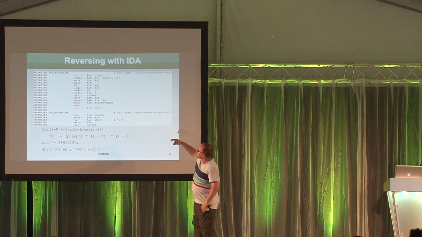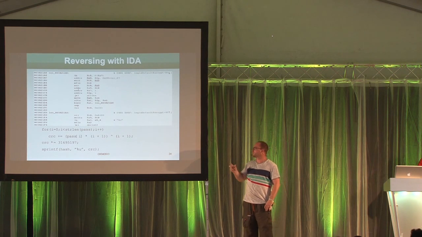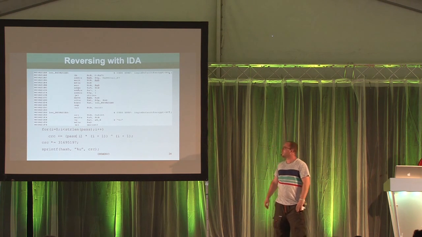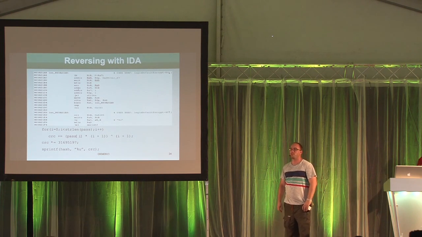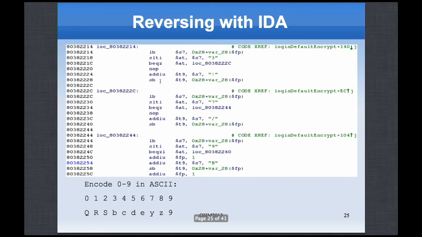This just computes a simple checksum, adding each character of the password, XORing it with its position in the string. Then it multiplies it by a magic number. The result is translated into an ASCII string, and then there's just a second pass of encoding, which swaps some characters for others. And this is the way the hash is computed.